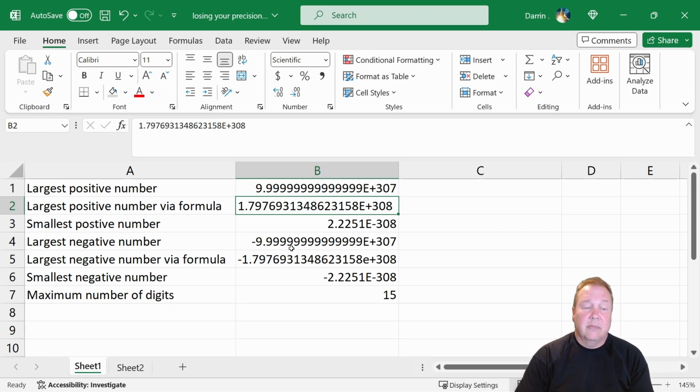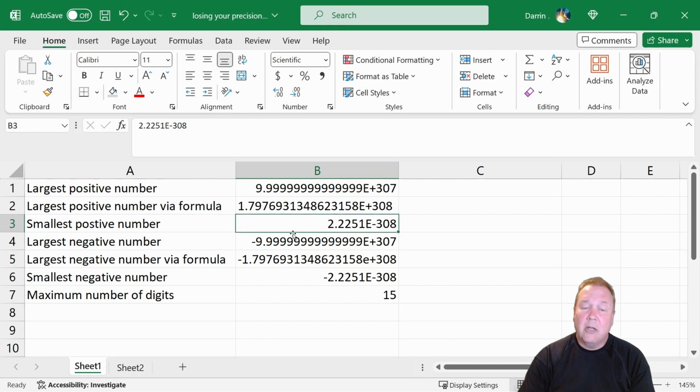About the largest negative number. Well, it's the same as the largest positive number, just the sign is different. And the largest negative number via formula, again, is the same as the largest positive number via formula, it's just negative.